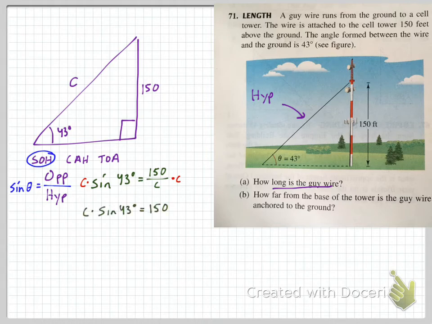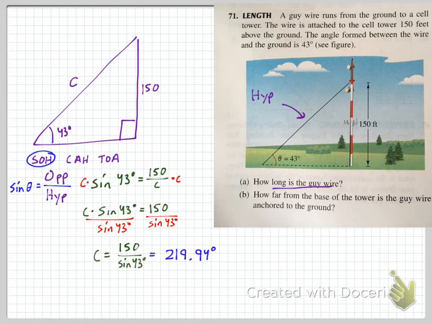Then once you multiply by C, now we can get C all by itself by dividing both sides by sine of 43 degrees. And when you do that, it's just a matter of punching into the calculator, make sure you're in degree mode, and you get 219.94. Whoops, not degrees, that's measured in feet there.